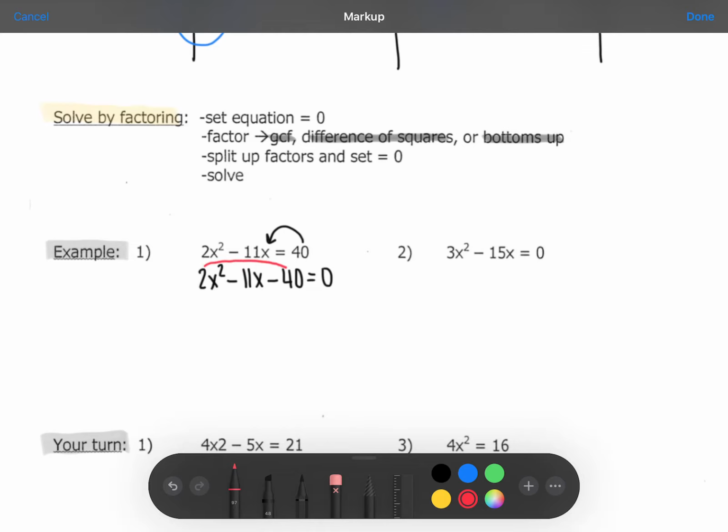So 2 times 40 is negative 40. And I'm going to list the factors of 40. So 1 and 40, 2 and 20, 4 and 10, 5 and 8, and I believe that is all of them. And I'm going to subtract because of that minus sign up front. And I'm looking for a negative 11, or an 11 in this case. So when I subtract, I get 39, I get 18, I get 16, and I get 3.